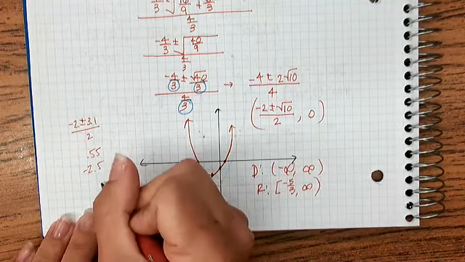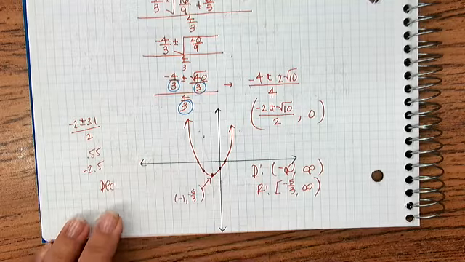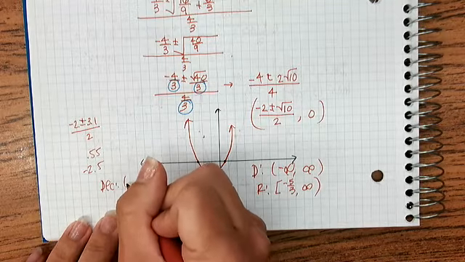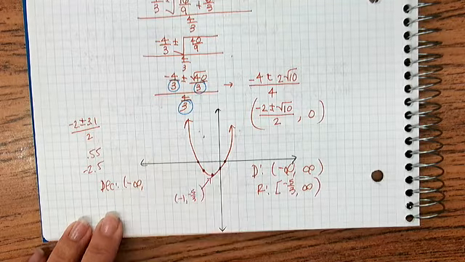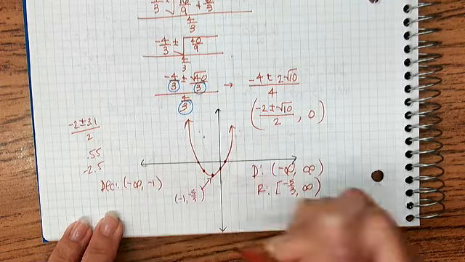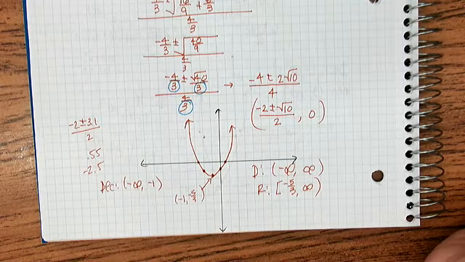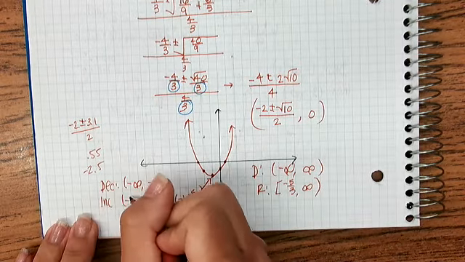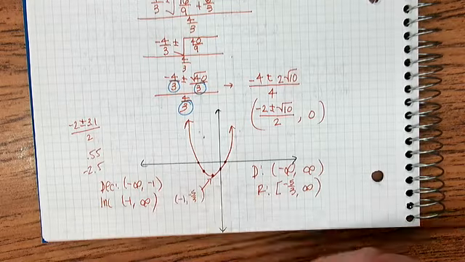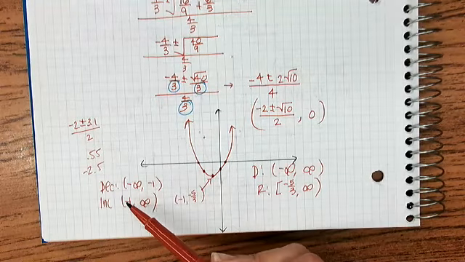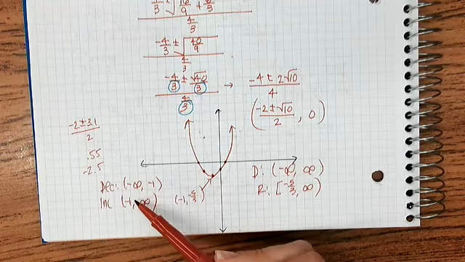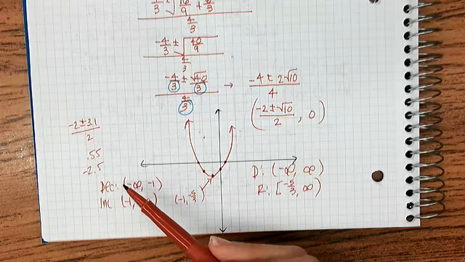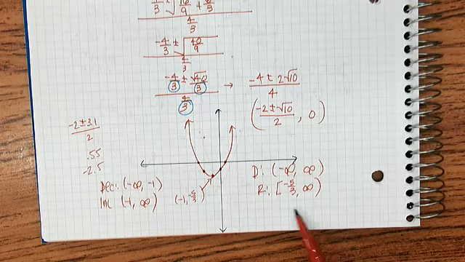It is decreasing from negative infinity to -1. And then it is increasing from -1 to infinity. Remember, these are not points on the graph. These are intervals on X. This is an interval. They are not points on the graph.